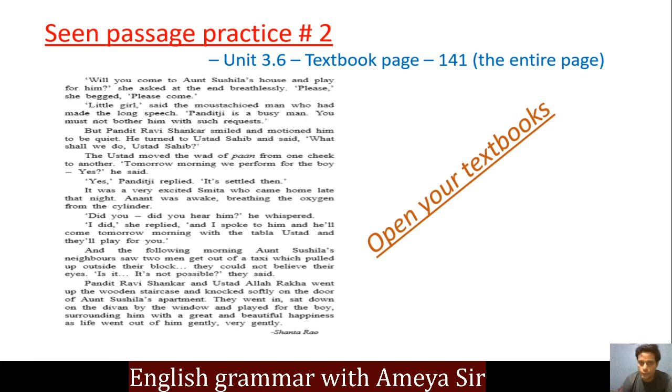I want your textbooks ready. Go to page 141, and the entire page again is your passage. Unit is 3.6. It's the concert. So I'm sure you have it ready. And if yes, I would like to proceed to the first question. As usual, for the first 4 questions, we will allot a couple of minutes. And for the personal response, let us take 3 minutes.